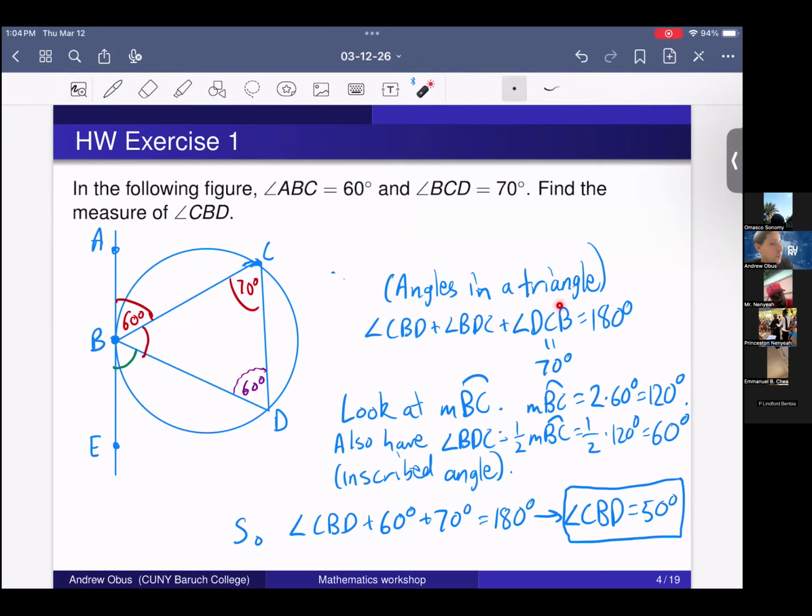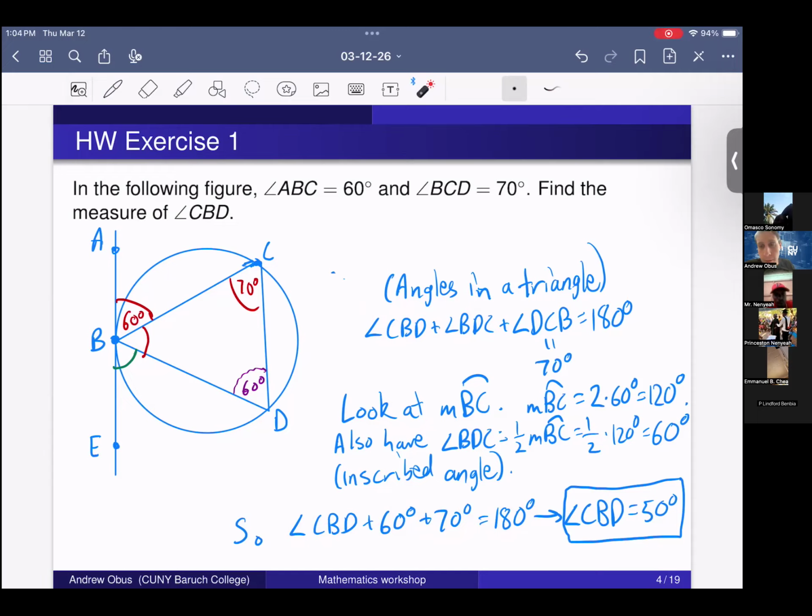Okay, so the key is this one's given to you. This one you can figure out from this reasoning that if this is 60, then this also is 60. And then your last angle there is what you want to figure out. Once you have angle CBD plus 60 degrees plus 70 degrees equals 180 degrees, then you're in good shape. Then you just subtract the 60 and the 70 from the 180 and you get 50 degrees on the other side. So this turns out to be 50 degrees.